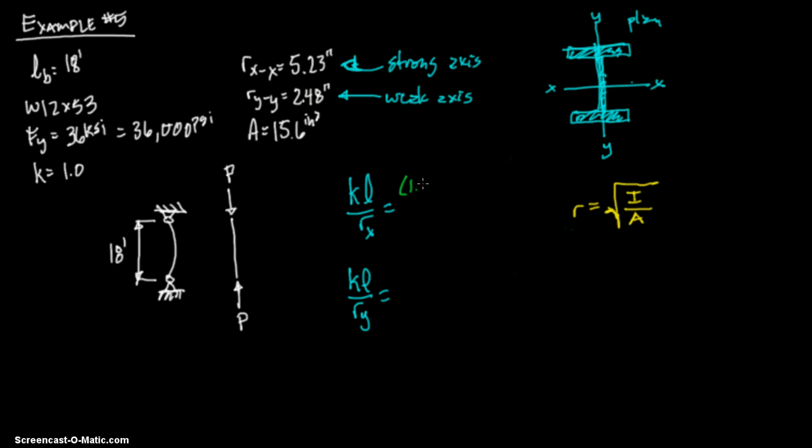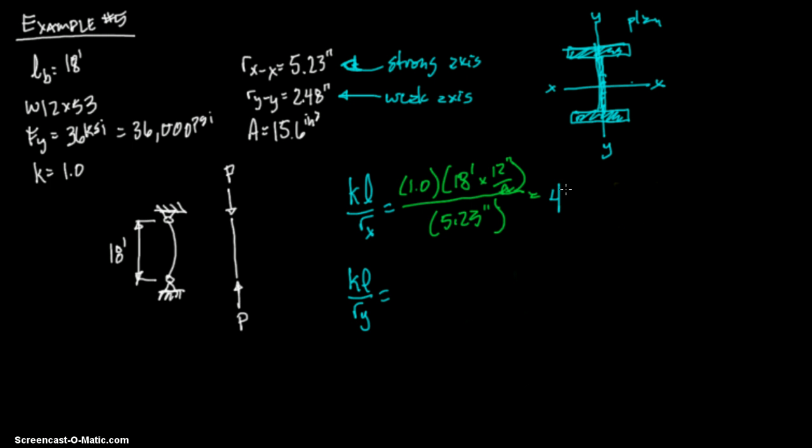All right, so we have K, which we know is 1. Then we have L, which is 18 foot, and we want this in inches. R for our x-axis is 5.23 inches. That's what R is again, one of those things I would recommend memorizing. So you have 18 times 12 divided by 5.23, and you get 41.3. Remember, that's your KL over R in the strong axis, 41.3. And this really doesn't have any units, it's unitless.